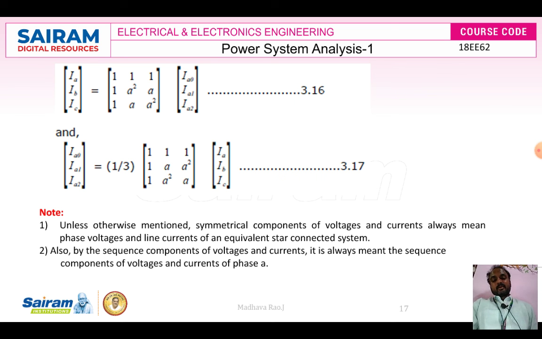Here we have a note: unless otherwise mentioned, symmetrical components of voltages and currents always mean phase voltages and line currents of an equivalent star connected system. Also, by the sequence components of voltages and currents, it is always meant the sequence components of voltages and currents of phase A, that is, phase A voltages and currents.